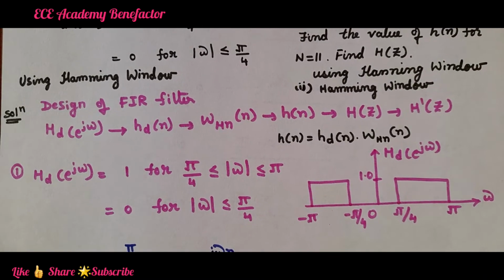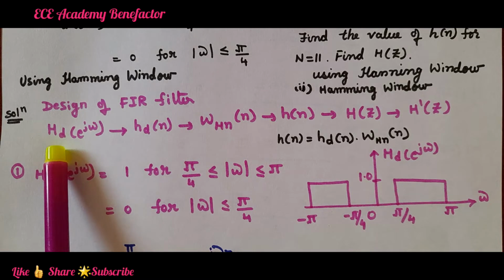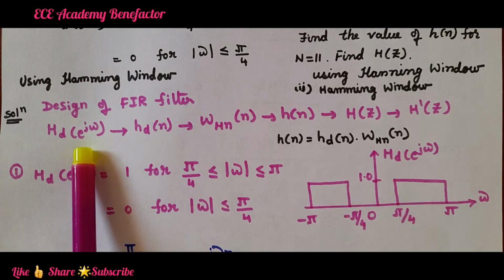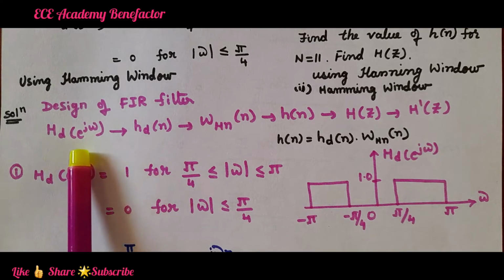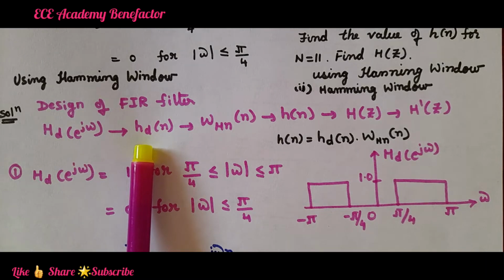So, as you know, the design steps of FIR filter: HD of e to j omega, that is the desired frequency response, is given in the problem. Based on this, we have to find the filter coefficients HD of n. It is also known as the impulse response of the filter, HD of n. It is infinite in nature because n is varying between minus infinity to infinity.